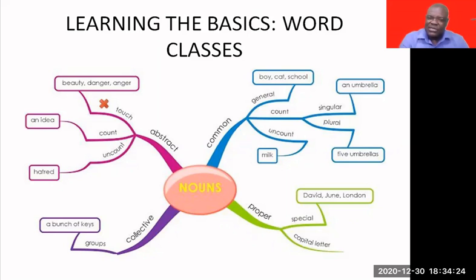Now, you look at nouns, you discover that there are various aspects of the nouns that you need to learn. For instance, we have the proper nouns. The proper nouns give us a special name, the name of a particular person, such as David, June, London. David is a particular person, the proper name, the specific name given to a particular person. There are many persons, but David is a particular person.